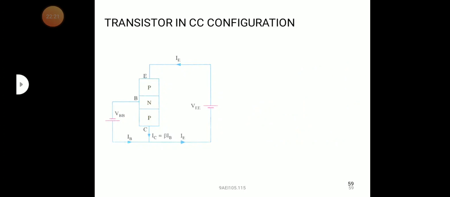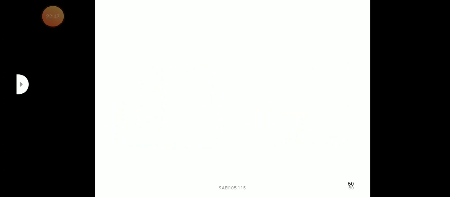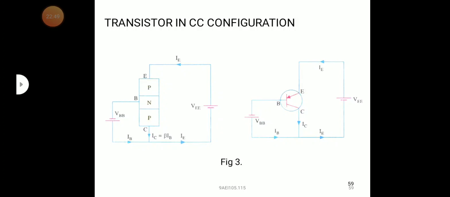Next one is the common collector. We have not discussed this common collector configuration, and generally we don't use it much. In the common collector, you can see the PNP transistor with the collector common. The input is VBB and the output is the emitter current only. Generally it is used for impedance matching purposes. This is called a current follower.